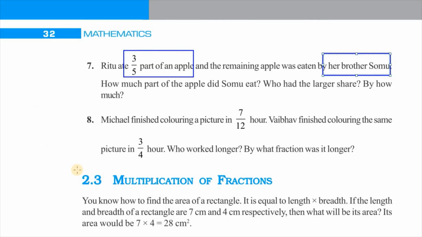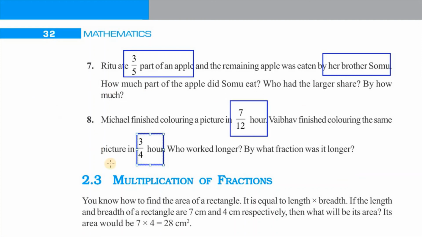Let us see the next question, that is the final question of this exercise. Michael finished coloring a picture in 7 by 12 hour. Vaibhav finished coloring the same picture in 3 by 4 hour. Who worked longer and by what fraction was it longer?